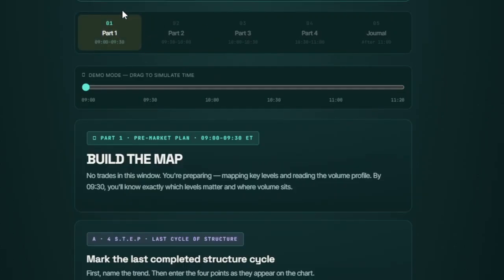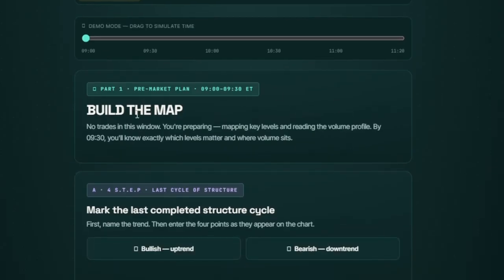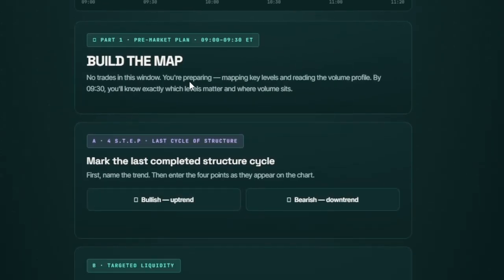So this is now between 9 and 9:30 Eastern, right? So this is your pre-market plan. So we want to build a map. In other words, there are no trades in this window. You're preparing, mapping out key levels, reading a volume profile. That's all you're doing. You're trying to find your key levels and you're trying to read the market profile to validate those key levels. By 9:30 Eastern, you'll know exactly which levels matter and where volume sits, right?